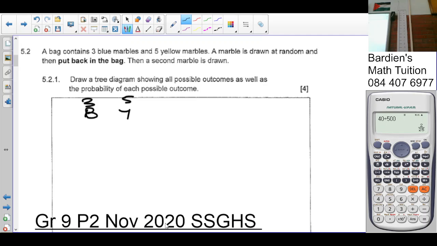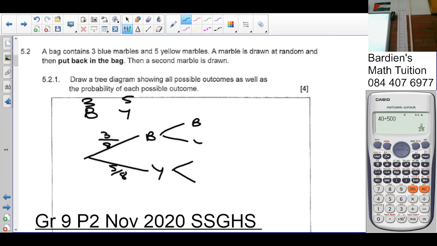Okay. So a tree diagram is not drawing a tree. This is your tree diagram. Your outcomes are, it can either be blue or yellow marbles. How many blue marbles are there? 3 out of 8. Whilst yellow is 5 out of 8. So we go blue, yellow, blue, yellow.